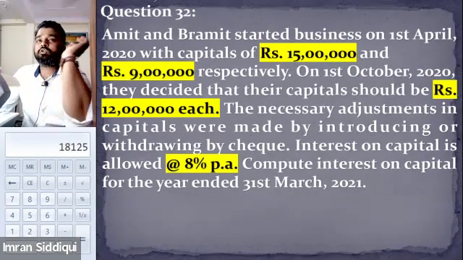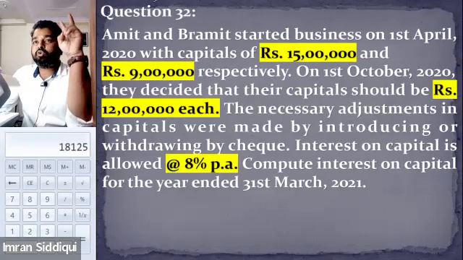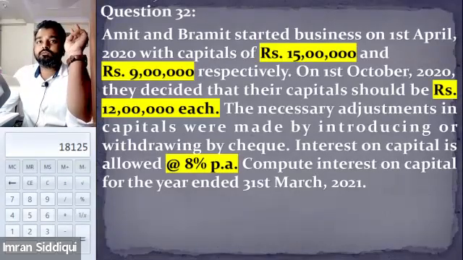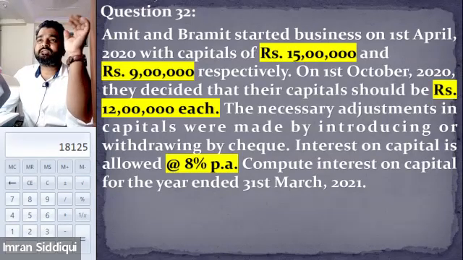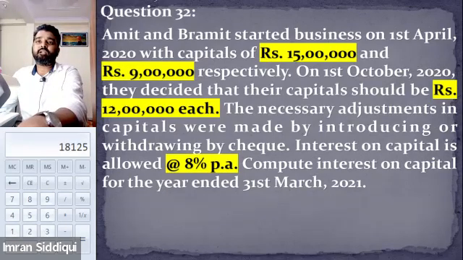So the question is saying that there are two partners, Amit and Ramit. They have started the business with an initial capital of 15 lakh and 9 lakh. So at the beginning of the year, their capital balances are 15 lakh and 9 lakh.